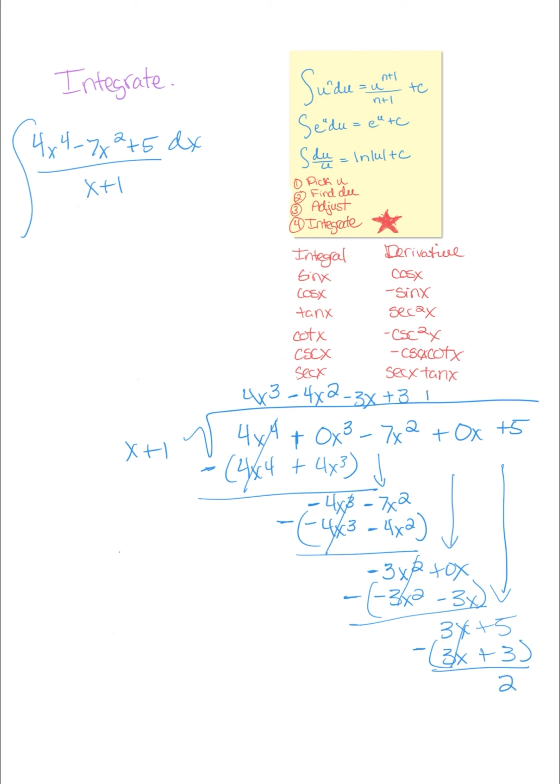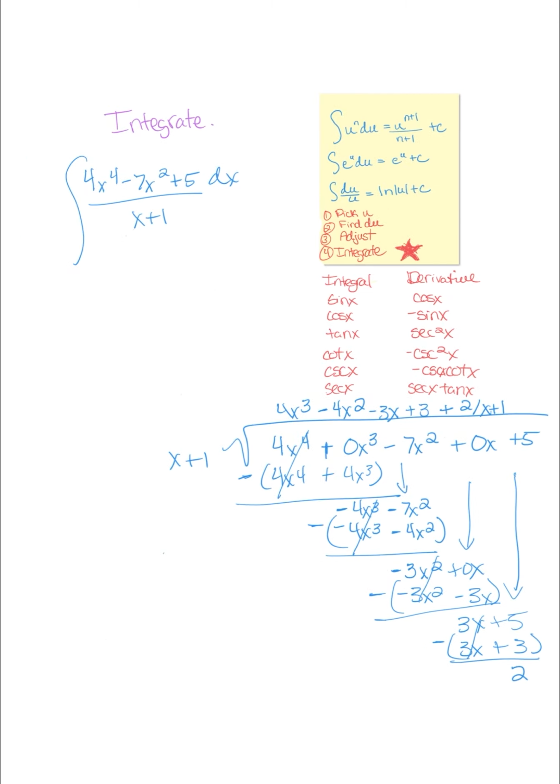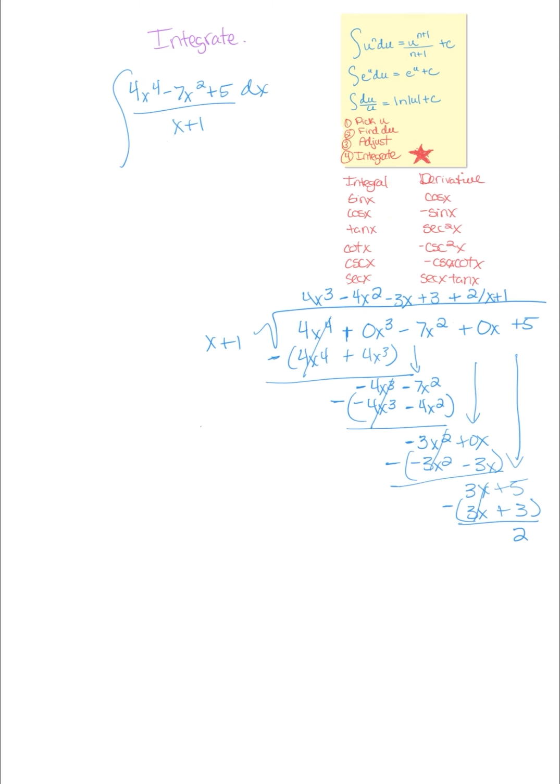And you have to write this as plus 2 over x plus 1. Hopefully you remember your long division. If you don't, there is a real quick pick-me-up. Now that's not our answer, so I probably shouldn't circle it. But that's that. So this now is what we're going to integrate. So this is going to be the same as us integrating 4x cubed minus 4x squared minus 3x plus 3 plus 2 over x plus 1. And then what we're going to do is we're just going to integrate by parts.